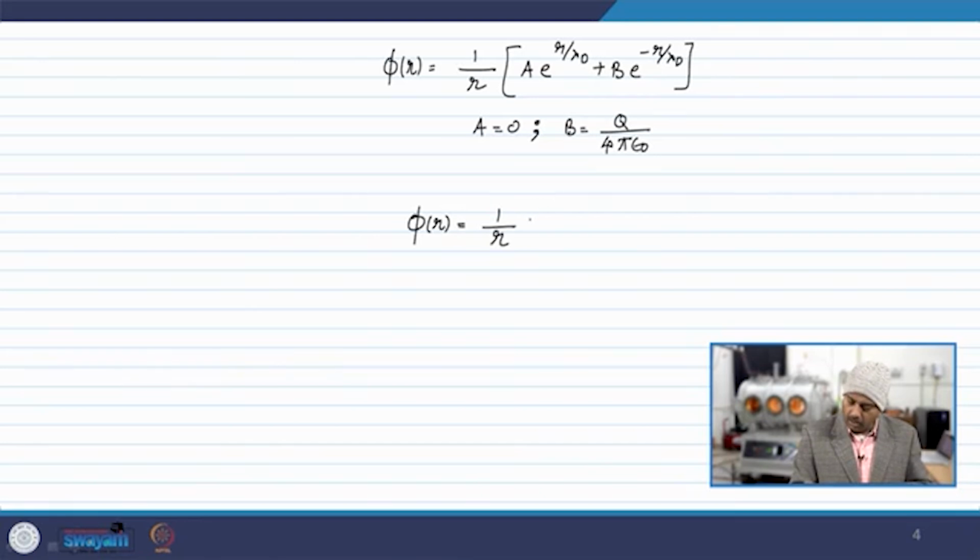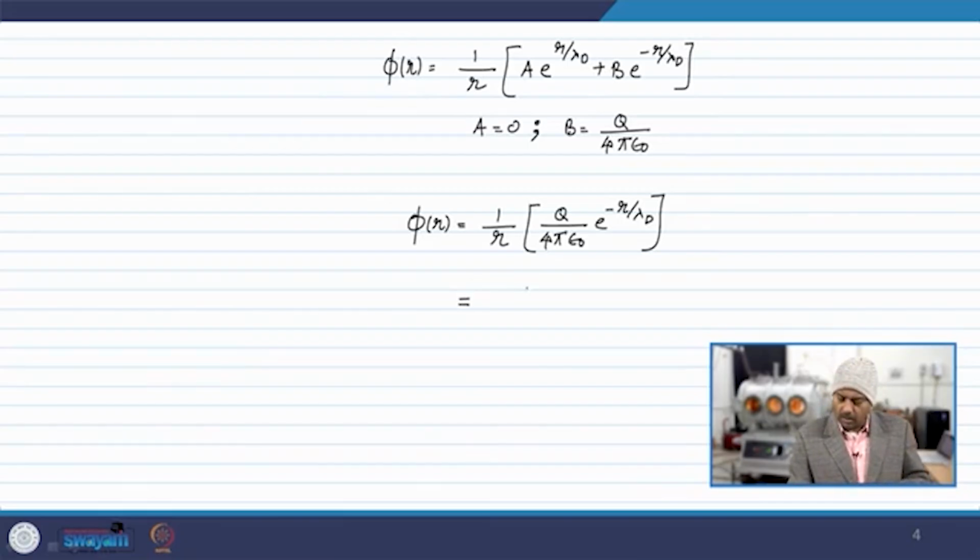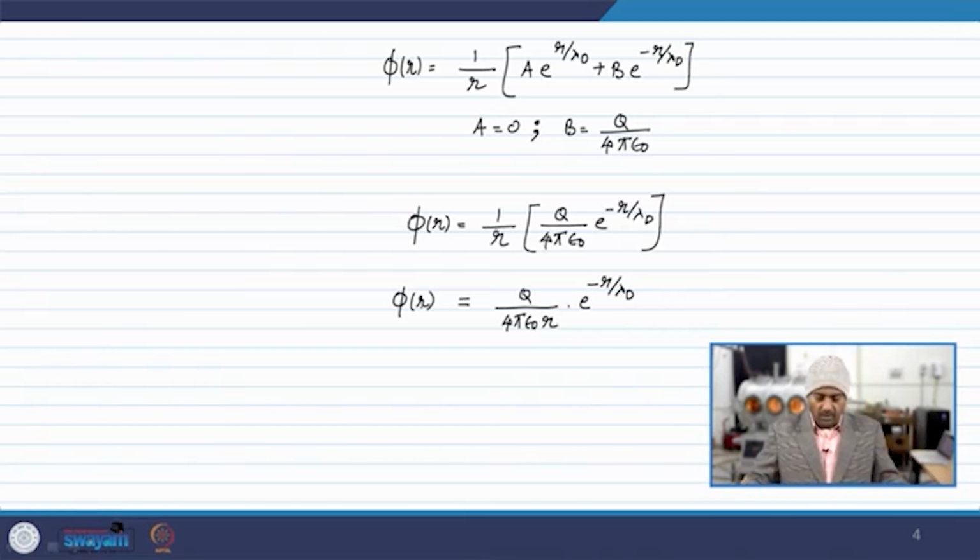One by r times q by 4 pi epsilon naught e to the power of minus r by lambda d. I will rewrite it for convenience like this. Okay. Now, you see what I have done?